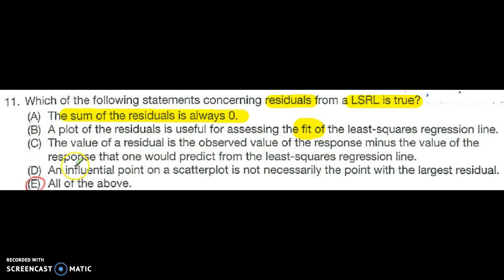So on choice C, the observed value minus the value of the predicted, that is the definition of residual. That would be true. An influential point is going to pull the equation toward it. It doesn't necessarily have the largest residual. So all of the above were true.